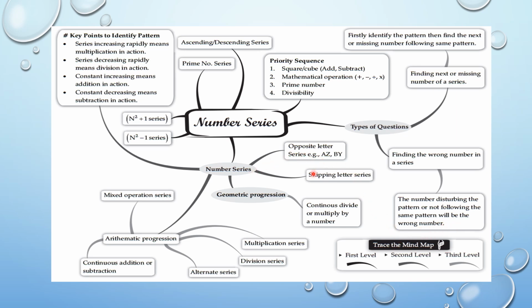Opposite number letter series. Skipping letter series. Geometric progression: continuous dividing or multiplying by a number. Arithmetic progression. Mixed operation series. Continuous addition or subtraction. Alternate series.